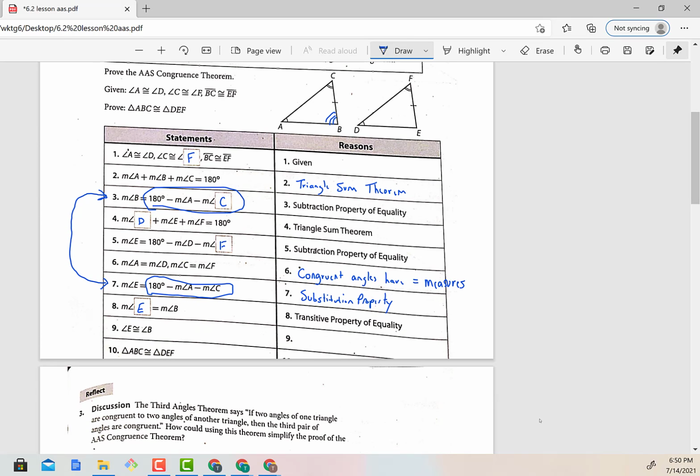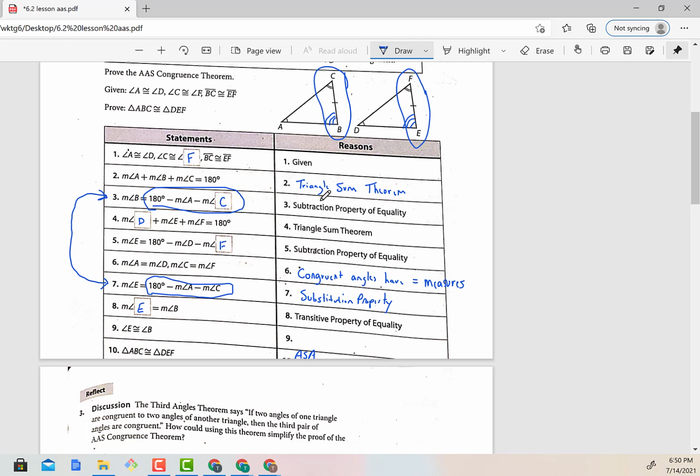And the whole reason for doing this is now we can say, since angle B and E are congruent, we can prove these triangles by angle side angle, because we have two sets of corresponding angles that are congruent and the included side. So that's the reason for step 10.